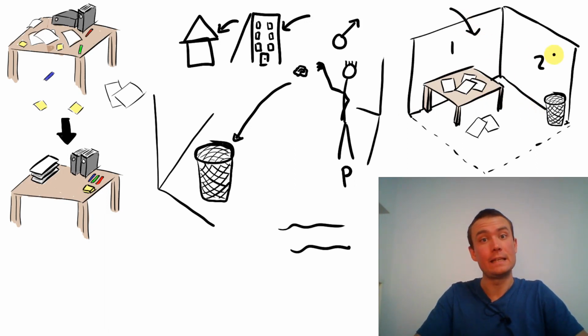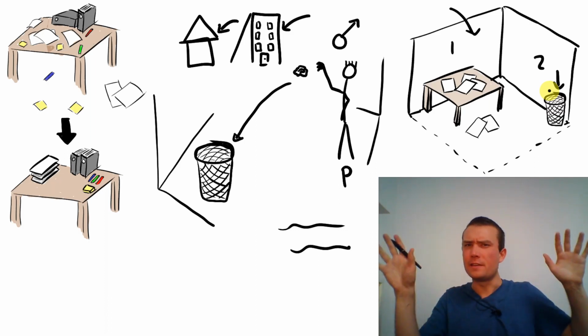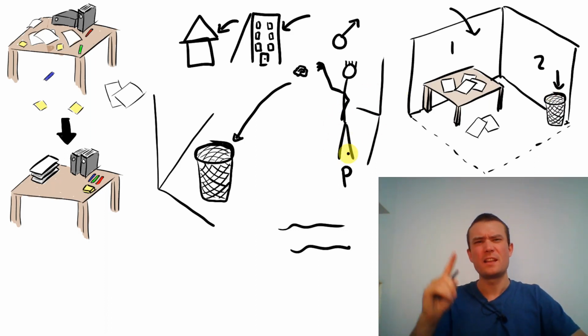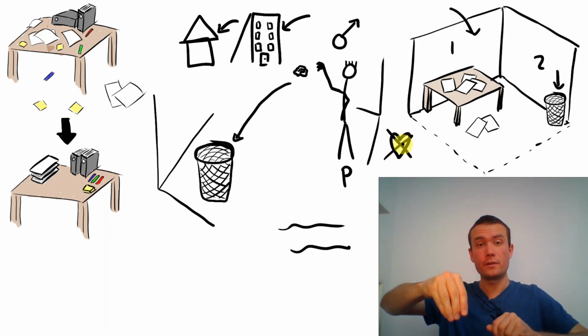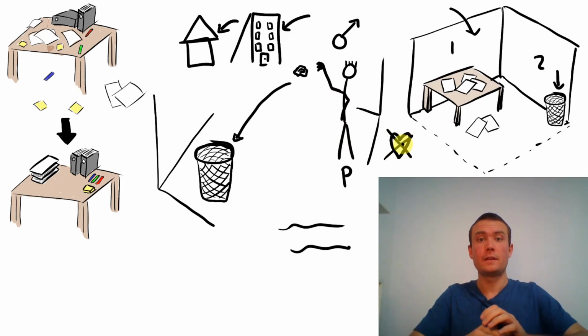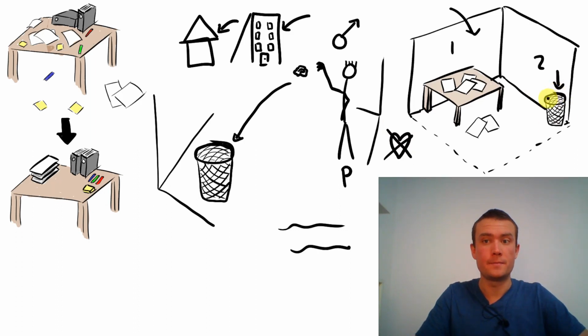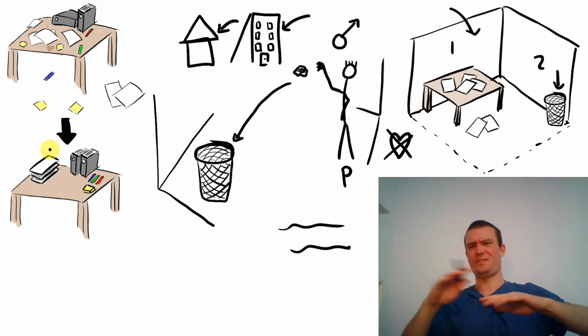Also in his office is a bin. In the bin goes everything that Philip doesn't want. Anything that Philip doesn't want, he can put into the bin. Philip's desk is very messy. It's messy.